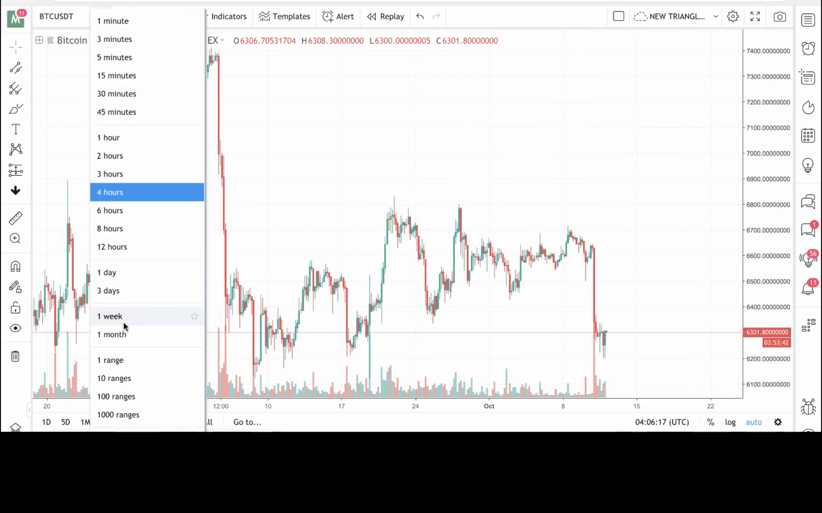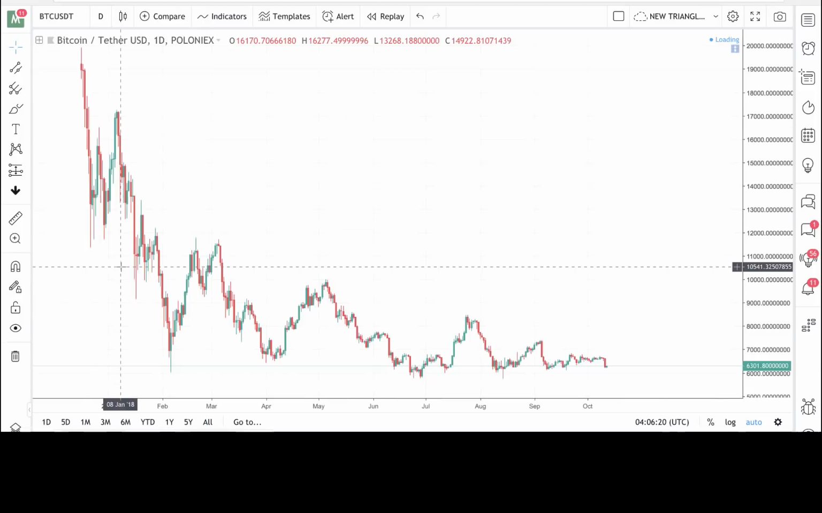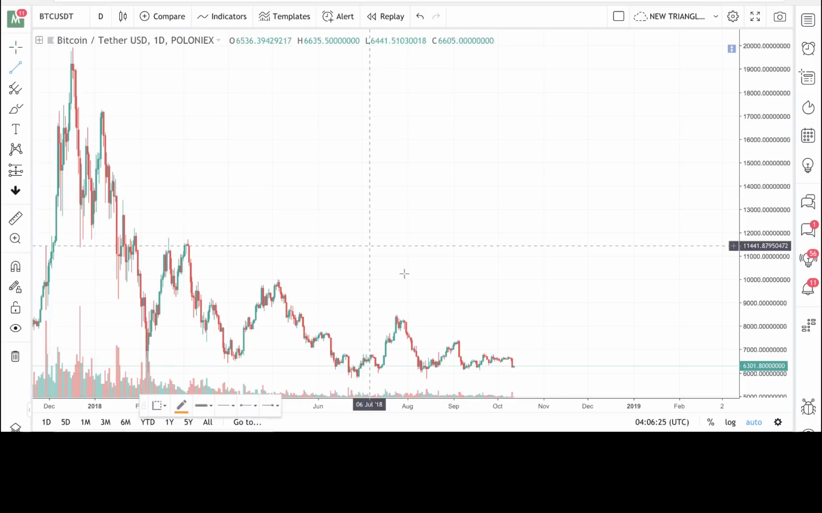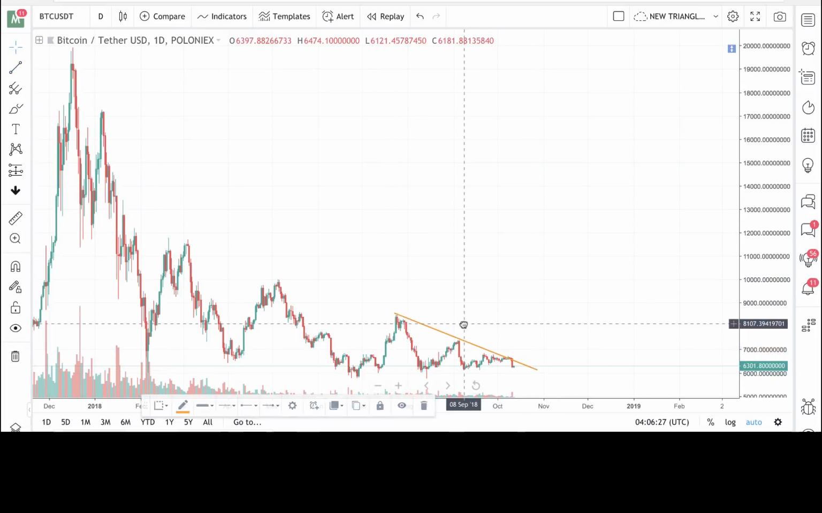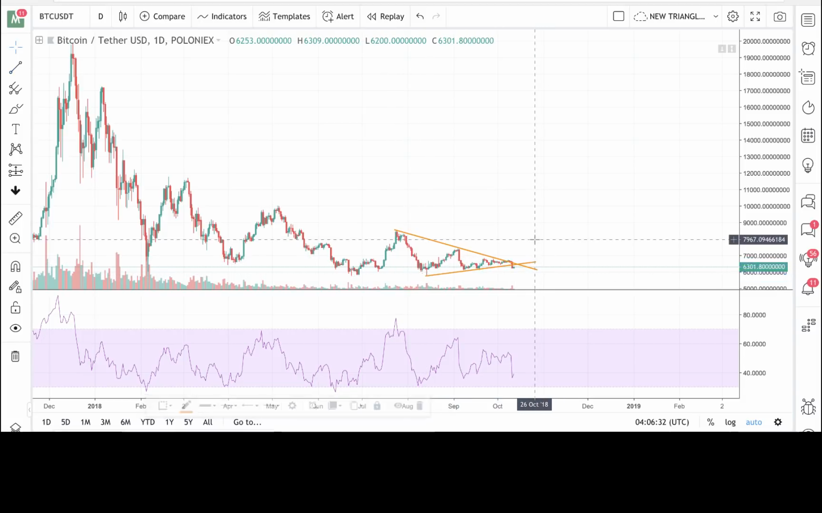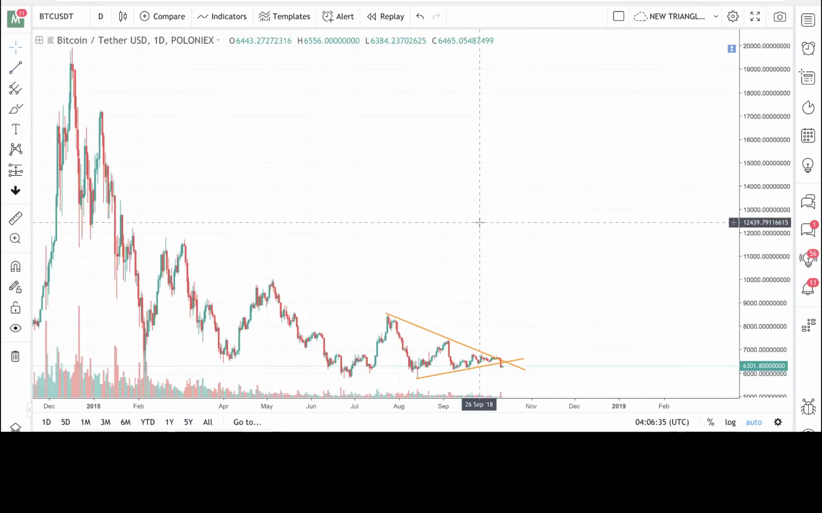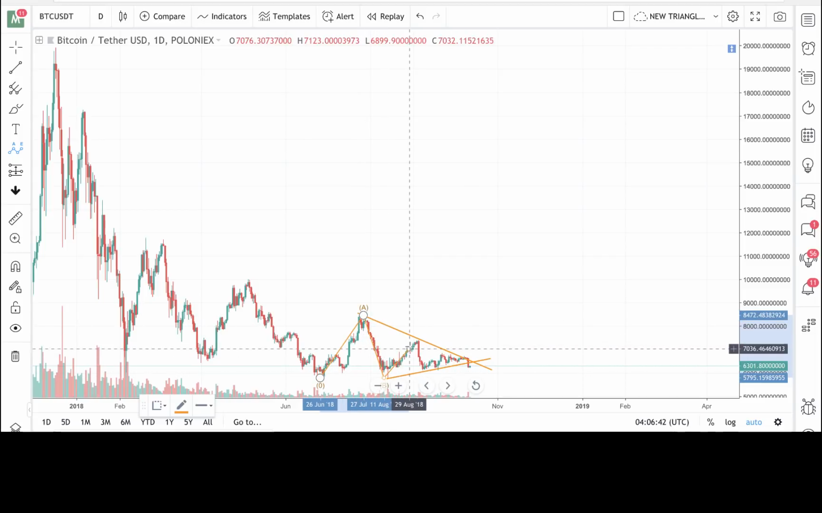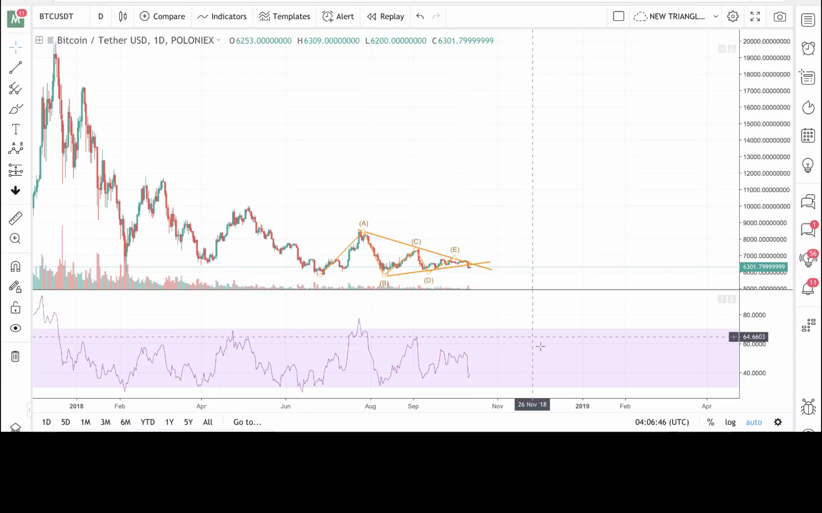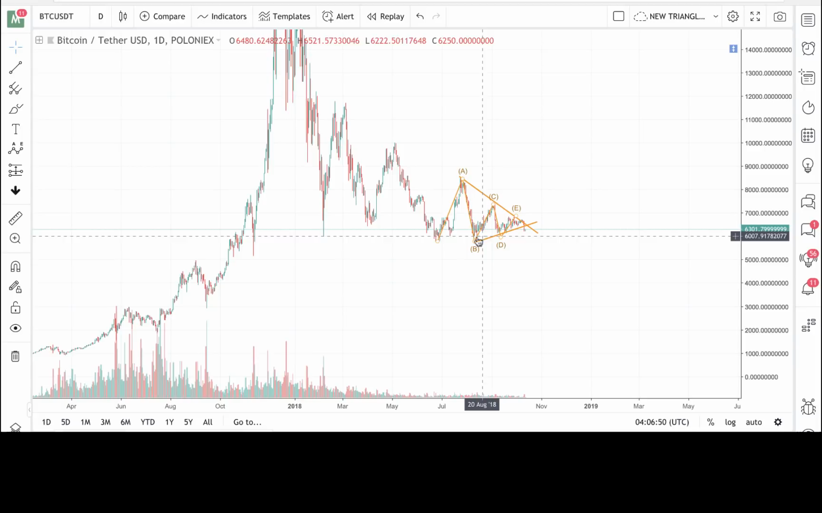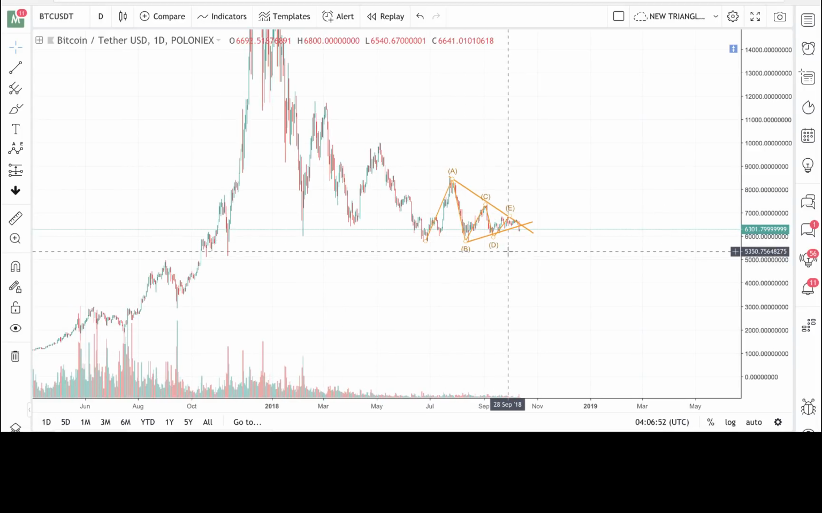So in the grander scheme of things, keeping in mind that again, this was the triangle that we were in, the bigger triangle that we've now broken down from. I'm gonna draw it very roughly here, but you guys will get the idea. So this is the triangle that we were in, and let's see here. We got our A, B, C, D, E, and then we're now breaking down to the downside. So this is the triangle, and this was a consolidation pattern for the last 4 months.